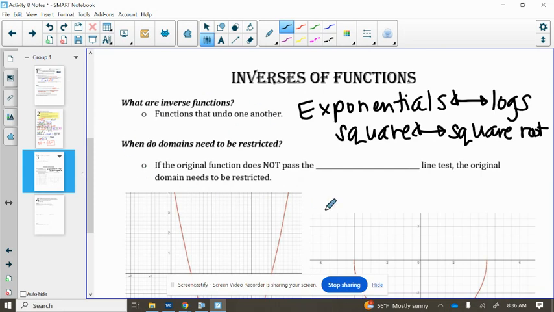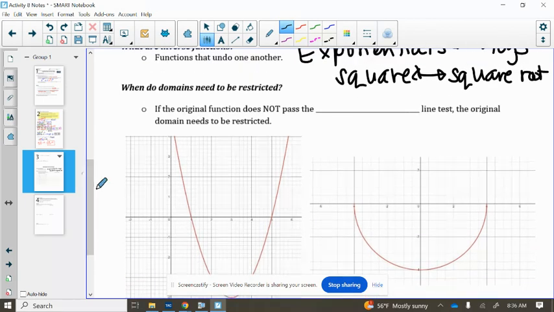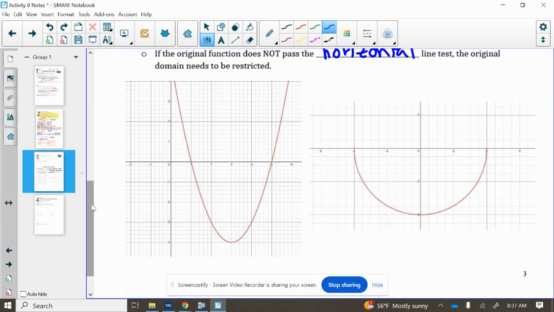Before we get started even talking about the inverses themselves, something that we have to be careful of is the domain restrictions that need to happen on the original. Because if our original function does not pass the horizontal line test, the original domain would need to be restricted. Otherwise, our inverse is not going to exist. So what do we mean by that? If we look at this first example here, it's a quadratic, and it is not currently passing the horizontal line test. So we would need to restrict this so that it does.